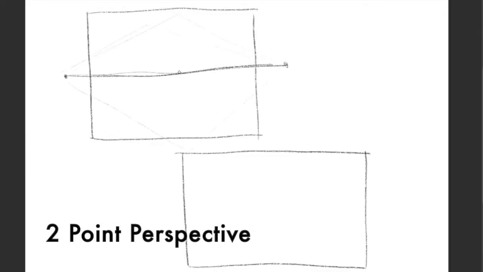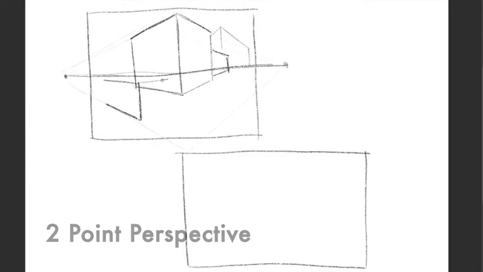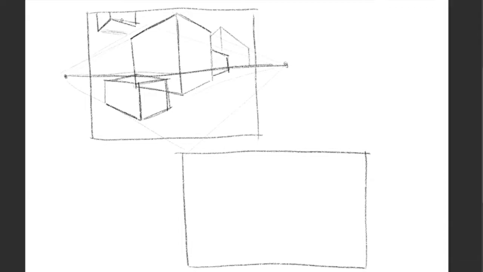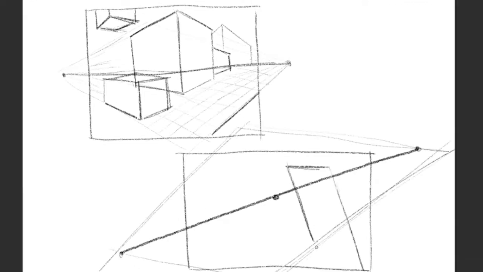Next, we have the two-point perspective with two vanishing points on opposite sides of the horizon line. This is good when you're seeing two perpendicular sides of an object, pretty much when you're looking at a corner edge of a linear object.